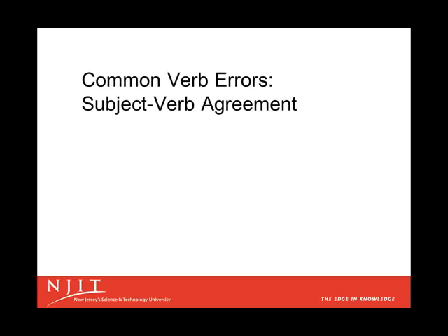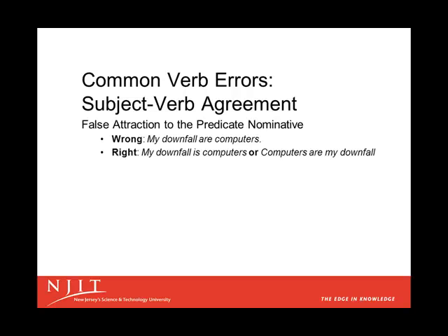Now that you know what verbs are and what they do, I'm going to give you two examples of common verb errors and how to avoid them. The first is called false attraction to the predicate nominative. The Chicago Manual of Style tells us that a plural predicate nominative after a singular subject may mislead a writer by suggesting a plural verb.